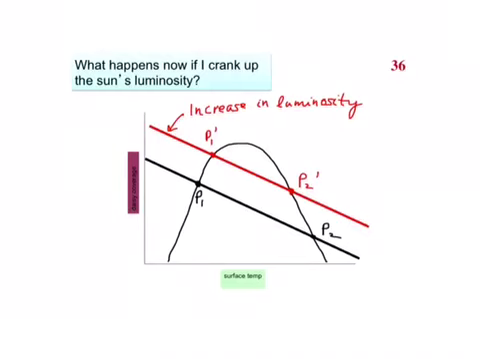Let me just choose a different color here to write this. There's a slight difference between P1 and P1 prime. So I'm going to call this the change in the equilibrium, or the TEQ value of our planet.